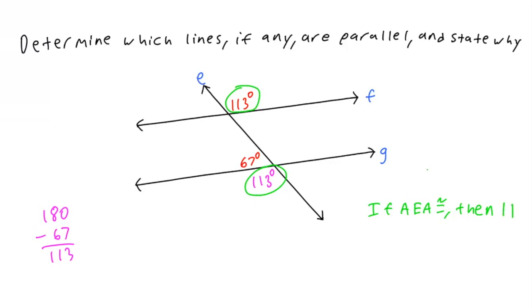So that means that the lines that are parallel are F and G. F is parallel to G. And this is what I'm looking for in an answer: which lines are parallel, and then the reason why.